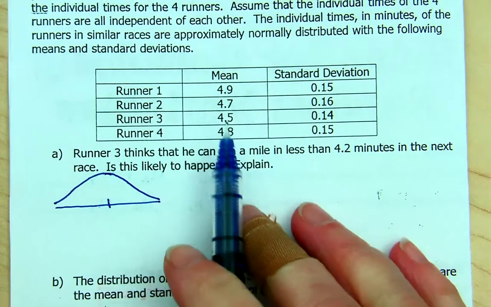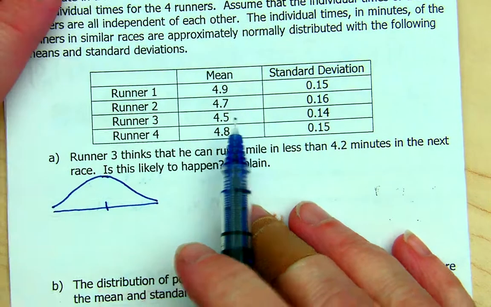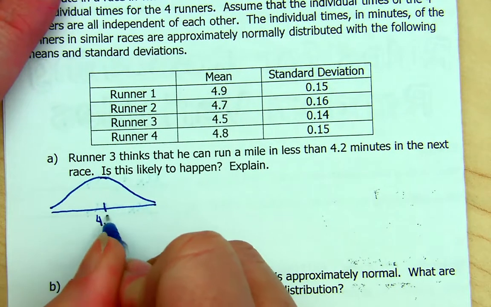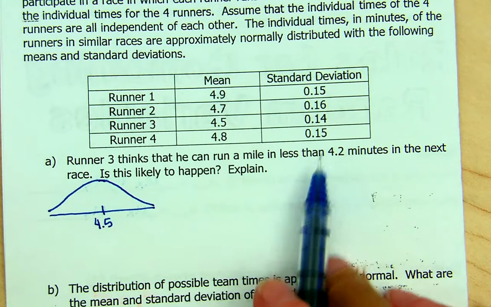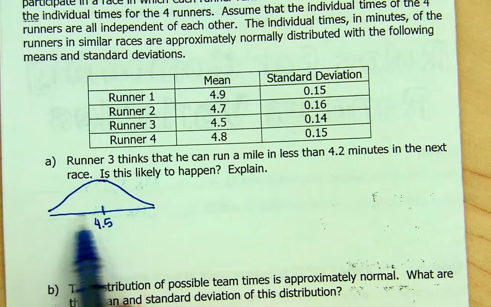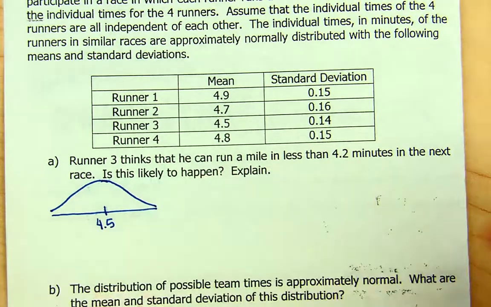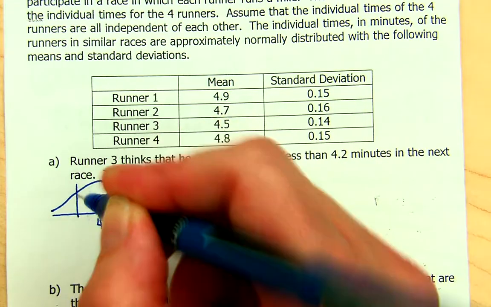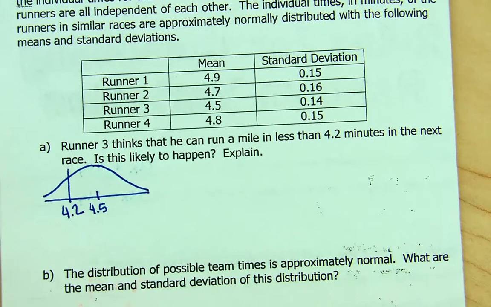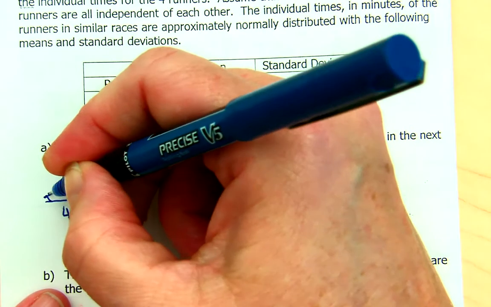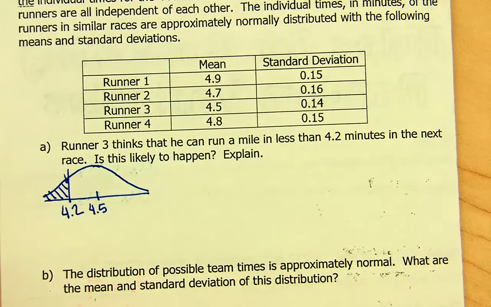we want to label the mean. So for runner 3, the mean is 4.5. And they think he can run it in less than 4.2. So we want to label the 4.2. It's going to be over here. 4.2. And he thinks he can run it in less than 4.2 minutes. So we're going to shade to the left, because that's where it's less.